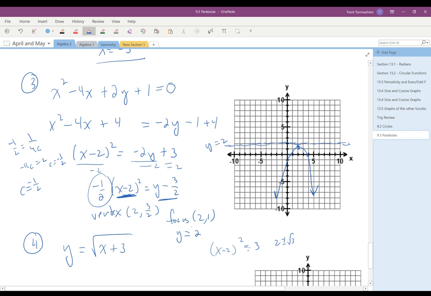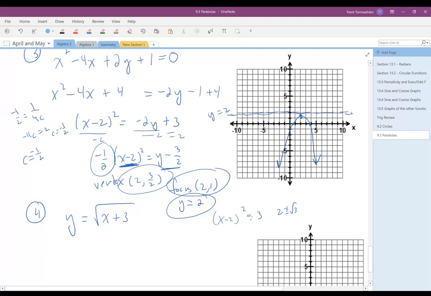Okay, you got a focus of 2, 1, a directrix of y equals 2, a vertex of 2, 3/2. Those are the most important things. And then try to find at least a couple other points to make sure you get a good look at what your graph should look like.